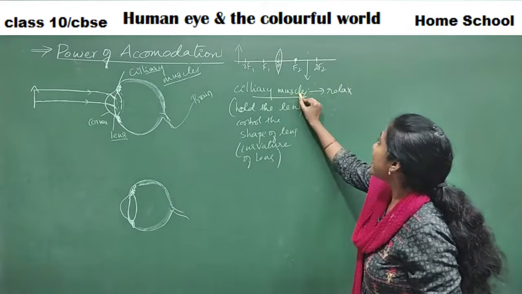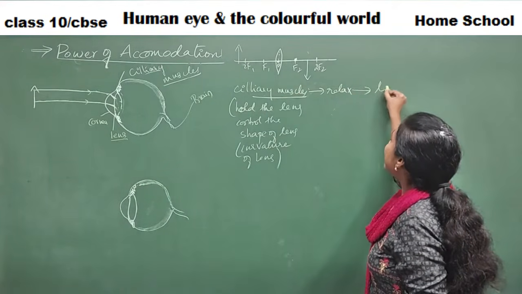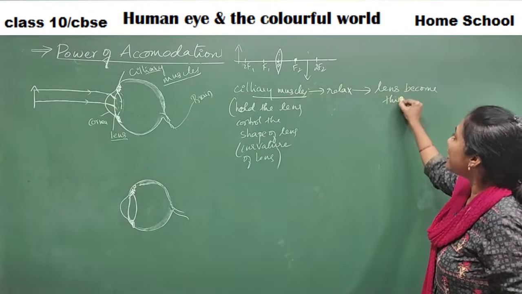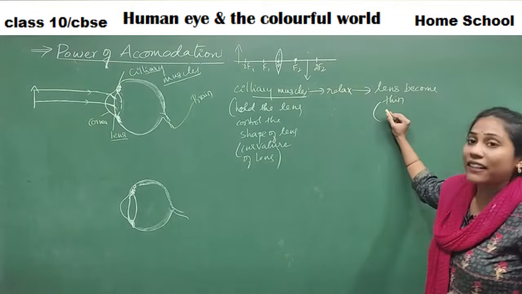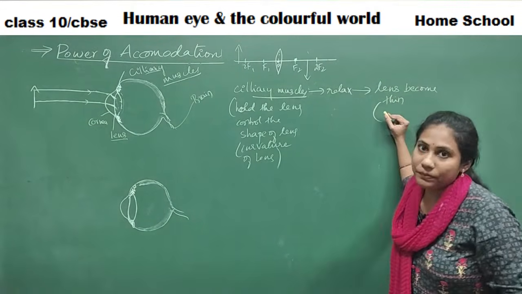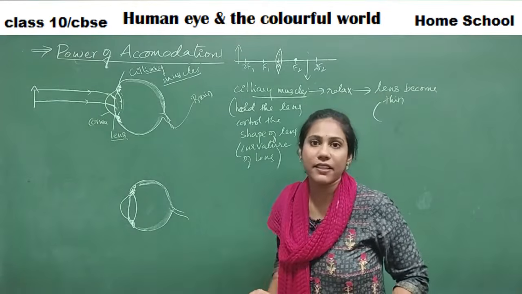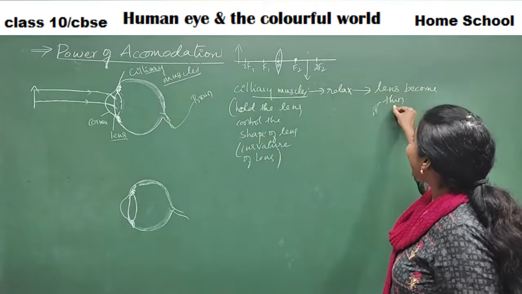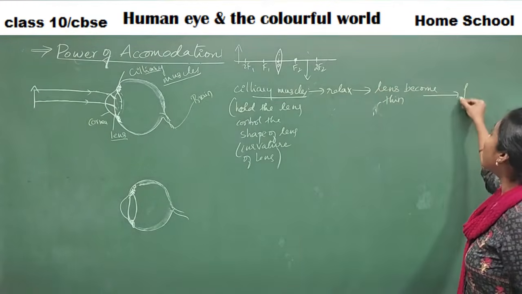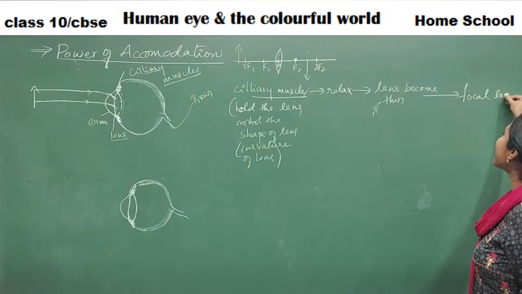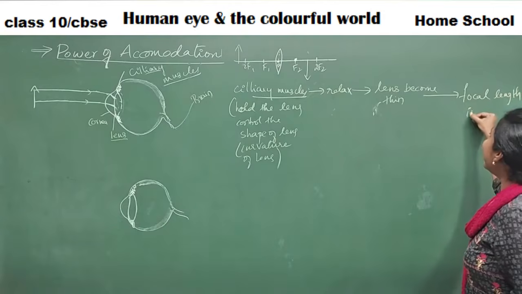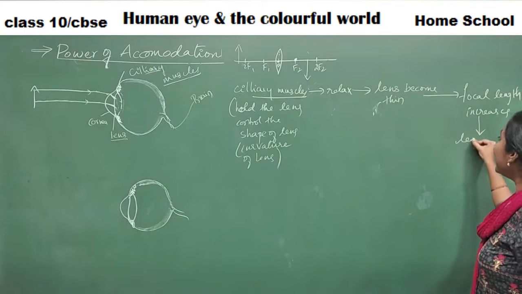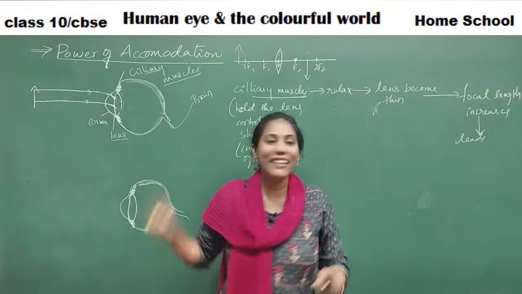The moment the ciliary muscles relax, what happens? The lens becomes thin. Lens becomes thin in the sense that the curvature of the lens decreases. Or just remember, the lens is going to become thin. Whenever the lens becomes thin, the focal length of the lens increases. What increases? The focal length of the lens increases. An increase in the focal length leads to the formation of the image on the retina.